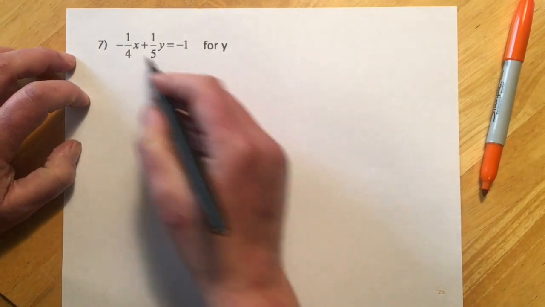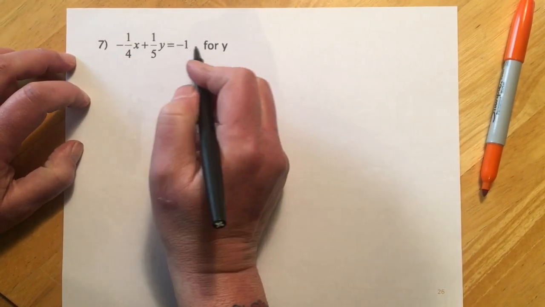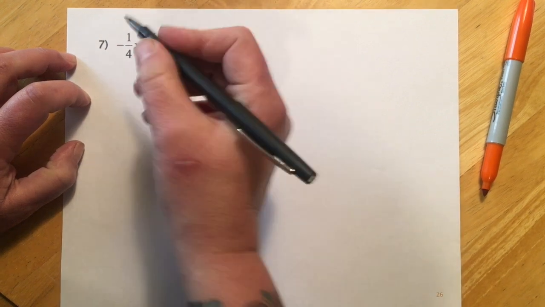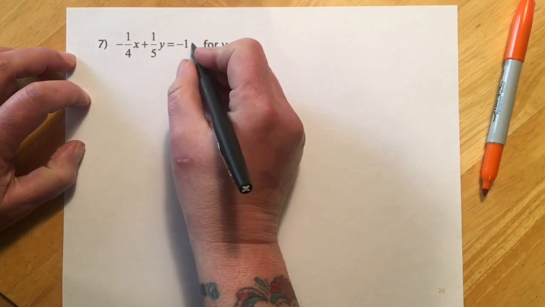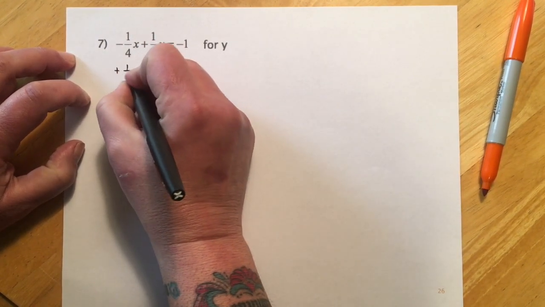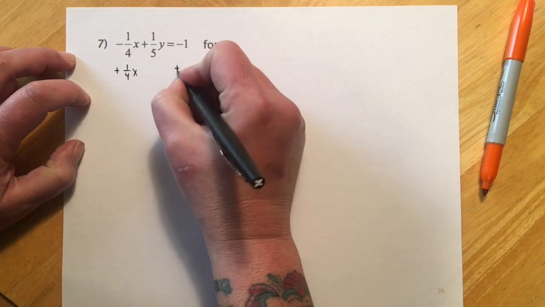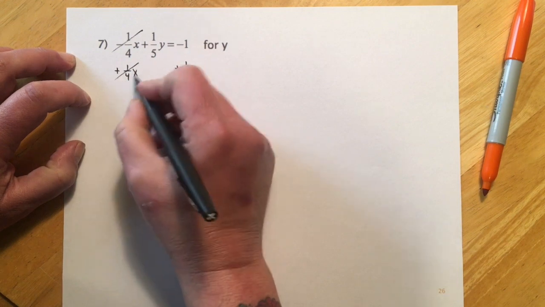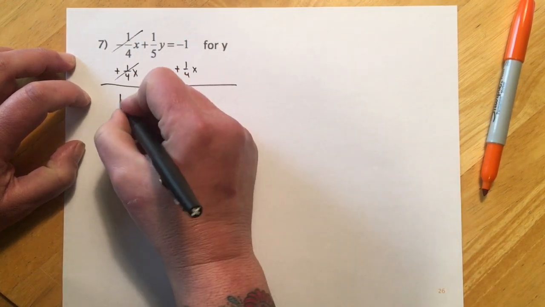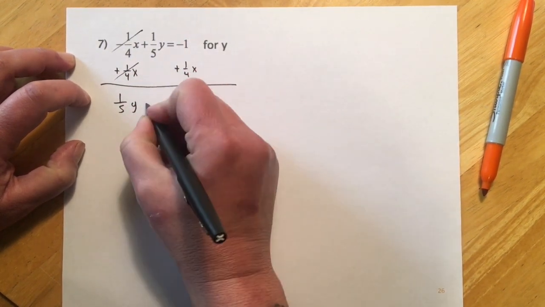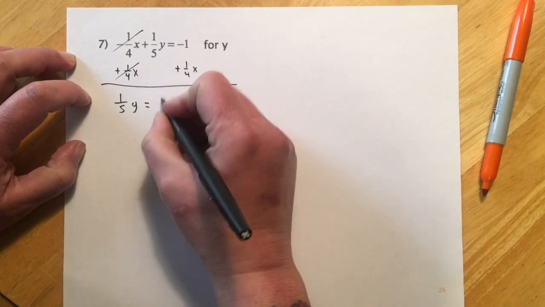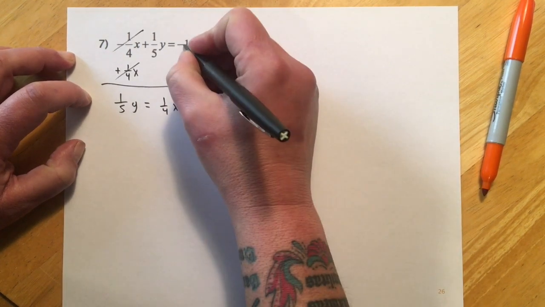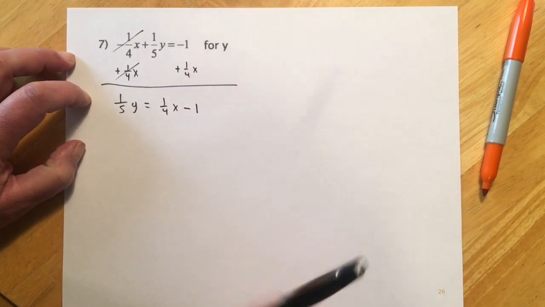Okay, number 7. So I could clear fractions, or I could move this first, either way. I think I'm going to add this over first. So I'm going to say plus 1/4 x to both sides. So over here, they'll just cancel out. Here I'm going to have the 1/5 y. And then I'm going to go the x's first, so I'll go 1/4 x and then that minus 1.